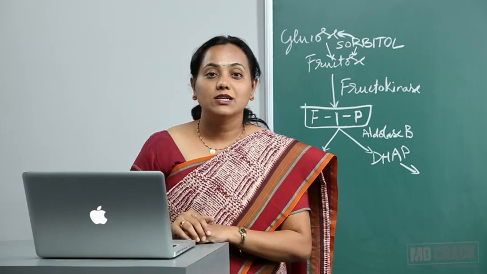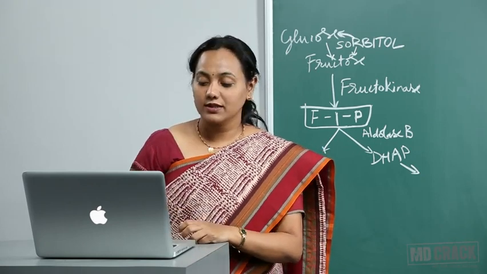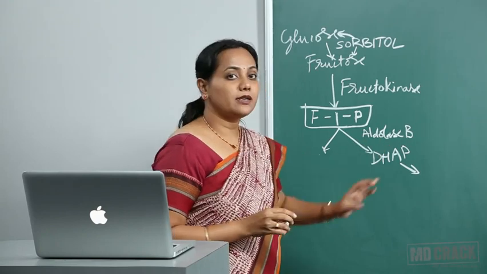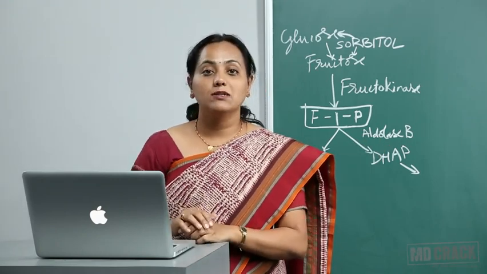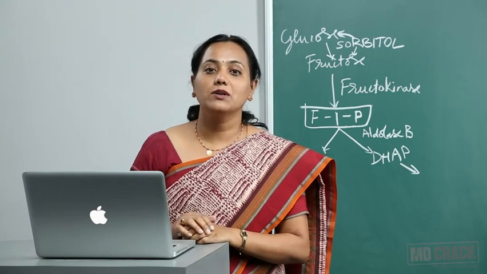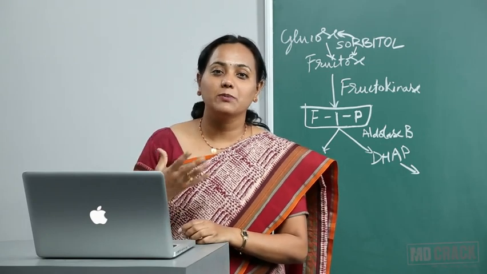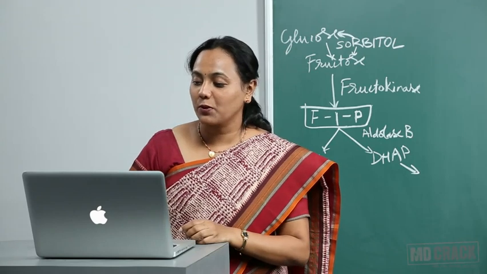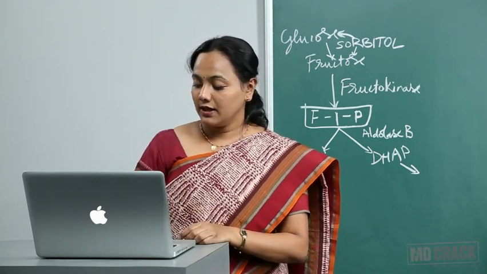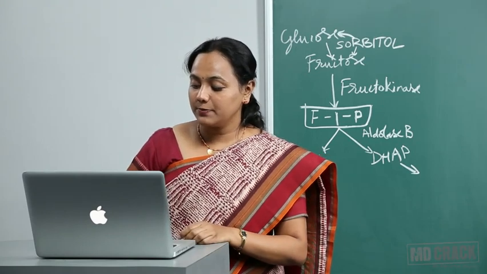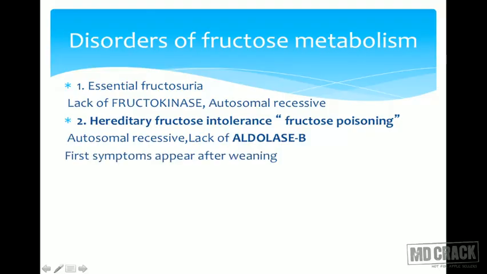One more name that is given for this: when aldolase B is deficient, we call it hereditary fructose intolerance, also called fructose poisoning. We have been poisoned because of fructose. This is also an autosomal recessive condition. The lack of enzyme is aldolase B. Please look at the slide. Now, when do the first symptoms appear?